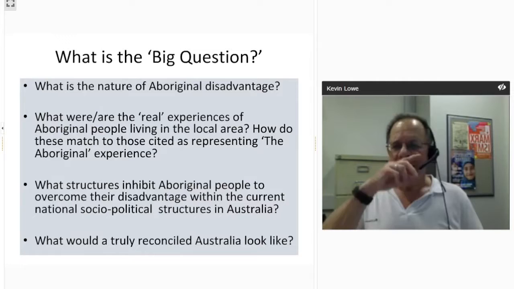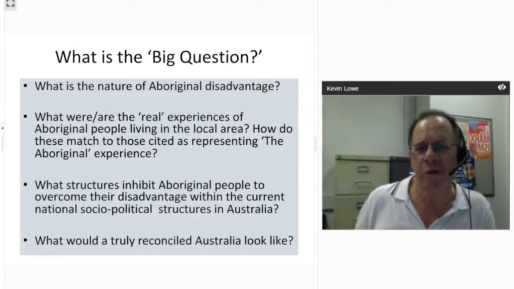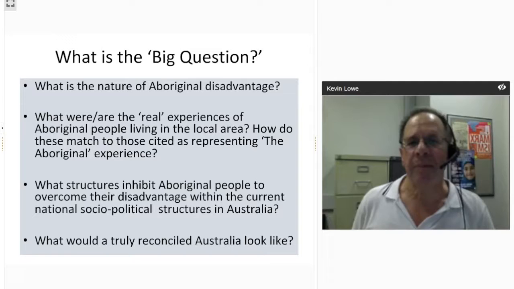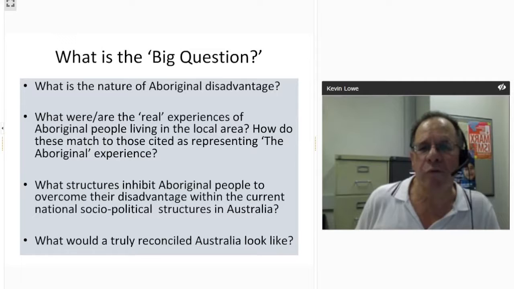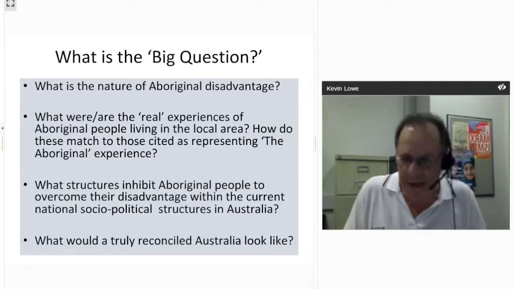So then I think we come towards the end of where I wanted to take this discussion, going back to the question of how Australian is the Australian curriculum. By posing these questions instead of the problems that have been written into the curriculum, maybe we should be starting from trying to set the big question and work backwards into the curriculum. That is, do we want students to be able to talk about the nature of Aboriginal disadvantage? Do we want students to be able to talk about the real experiences of Aboriginal people living in the local community and how these match with what has been cited as representative of the Aboriginal experience? What happens in your community and was it represented more broadly?